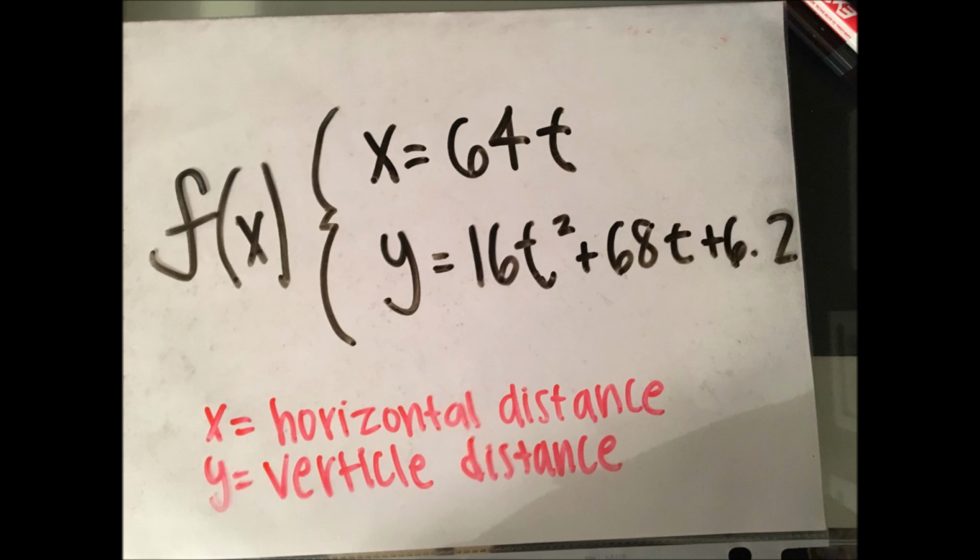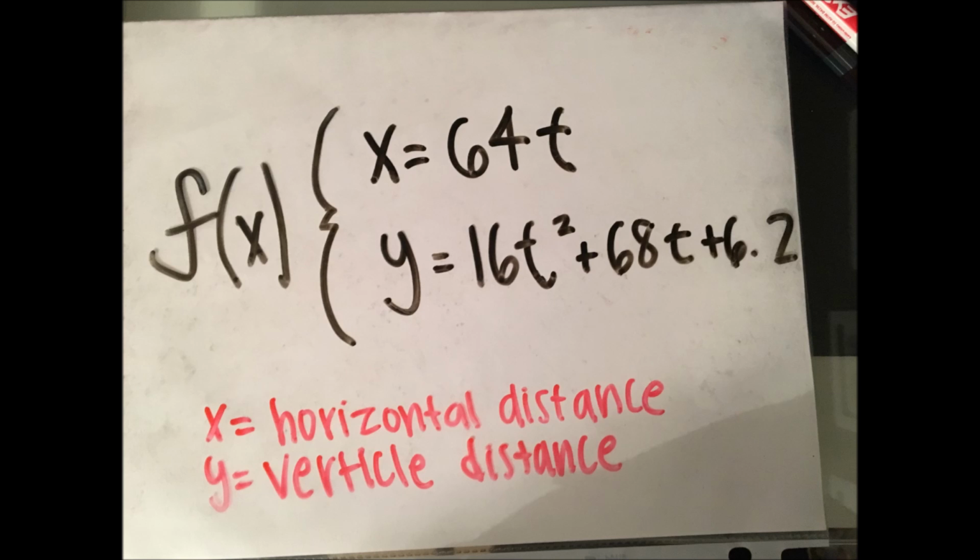The last step to this question is to find the parametric equations that will give the horizontal and the vertical distances. Parametric equations are a set of equations where whatever value you plug in for t, it will result in the x and the y value that you want, the horizontal and the vertical distance. So the parametric equations for this question are x = 64t and y = -16t² + 68t + 6.2. Those are just the equations that were found in the previous two questions.